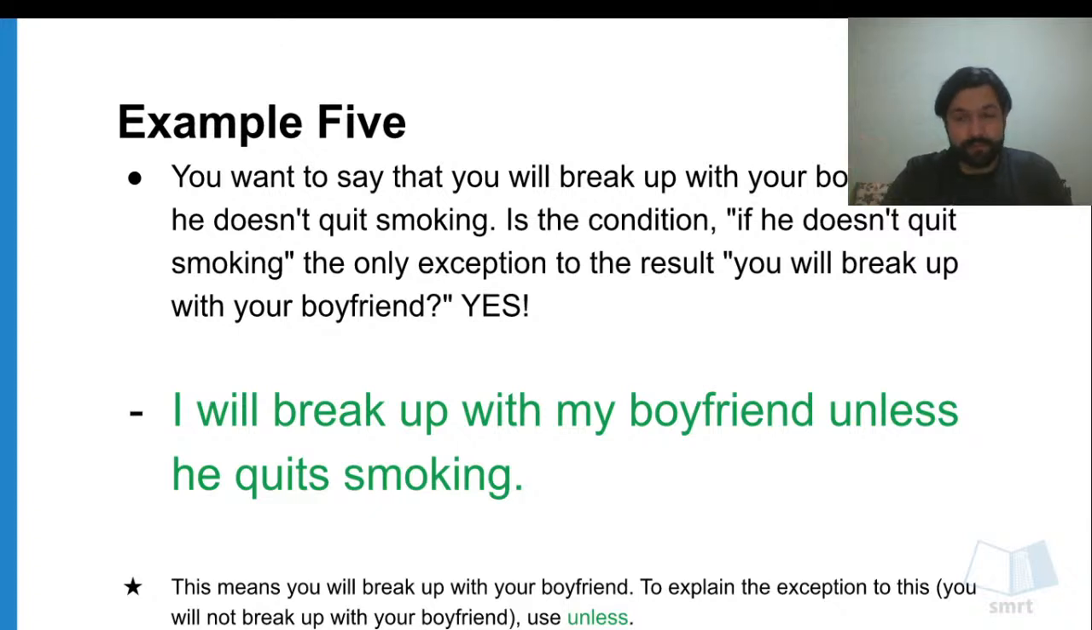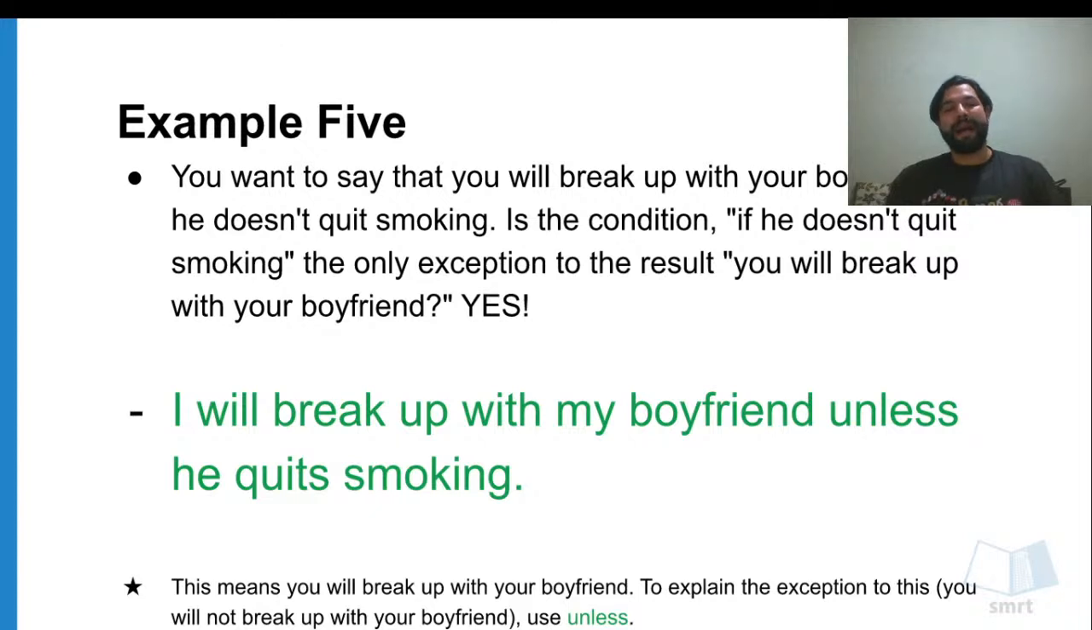And the last context, but it's the last one. You want to say that you will break up with your boyfriend if he doesn't quit smoking. Is the condition if he doesn't quit smoking the only exception you will break up with your boyfriend? Yes. Okay, so basically you love your boyfriend, there's no problem in your relationship, everything is great, perfect. The only thing is that he smokes. And you put up this condition. Okay, if you don't stop smoking, I will break up with you.